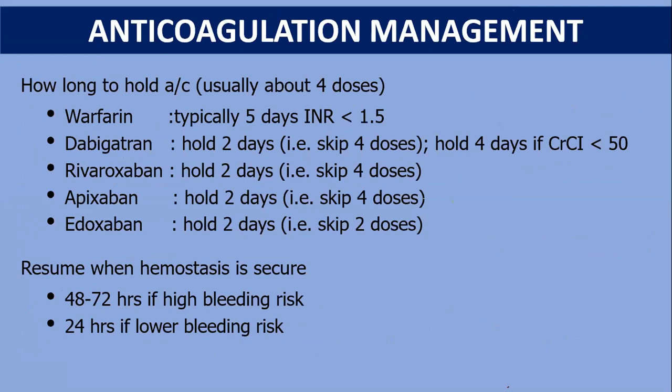Now, how to hold your anticoagulants? It depends on which drug you are giving to the patient. Is it warfarin? Then stop the drug 3 to 5 days before the surgery and check the INR. If it is less than 1.5, proceed for surgery. Dabigatran, rivaroxaban, apixaban, edoxaban, these are NOACs or DOACs. These should be held at least 2 days before the surgery. These drugs have a defined onset and offset of action, so it is very easy to manipulate these drugs in the perisurgical period.